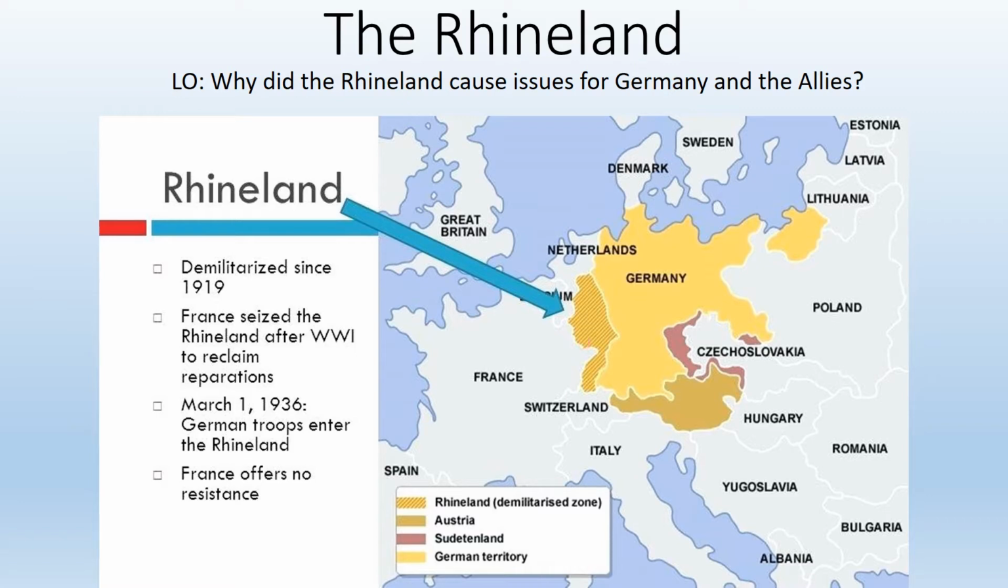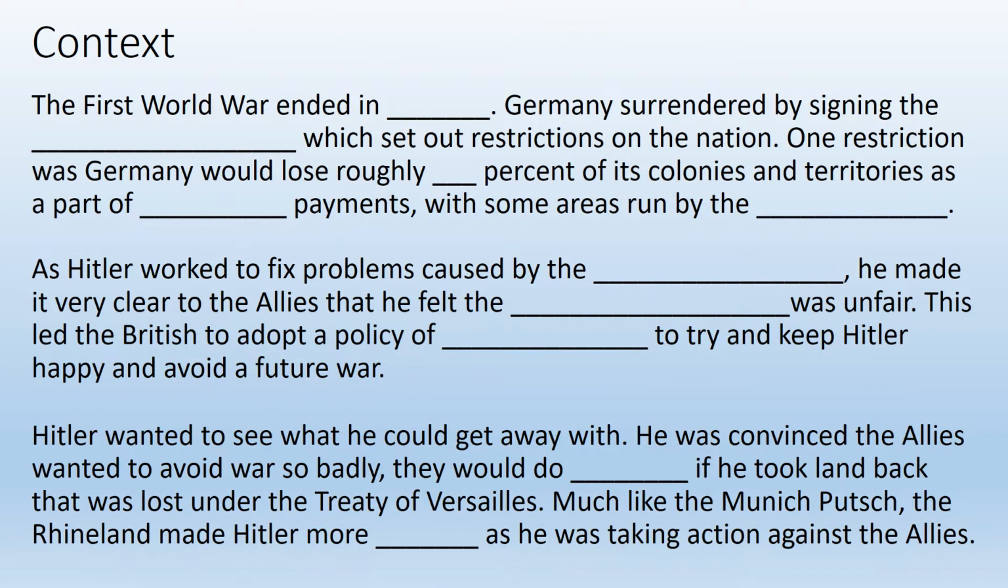We're going to be talking about today why the Rhineland caused so much issue for Germany and for the Allies in the lead up to the Second World War. I'm going to set a little bit of context now.